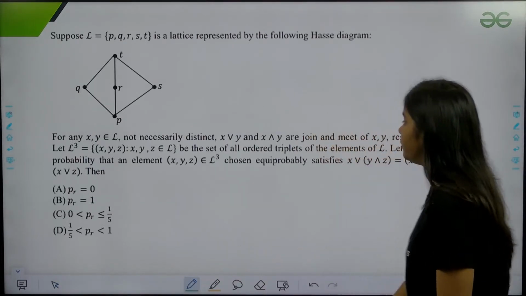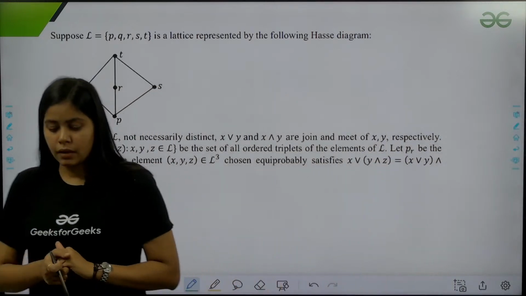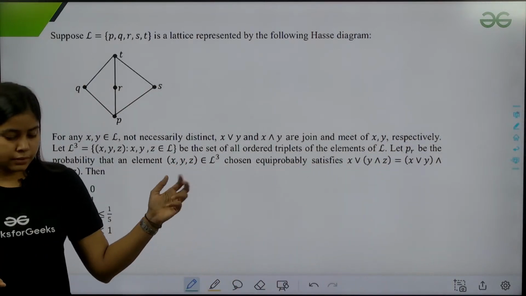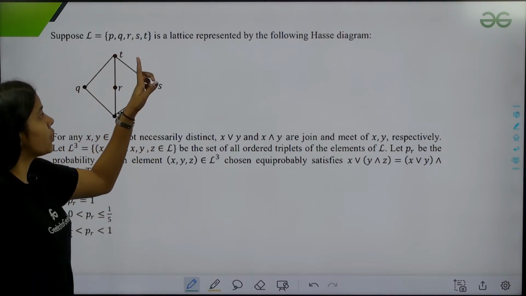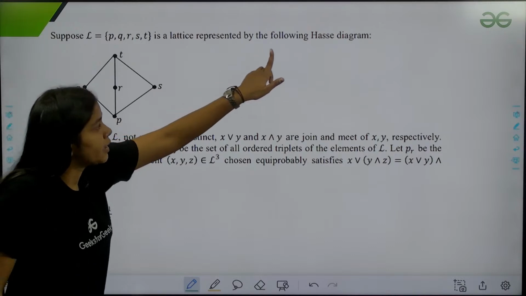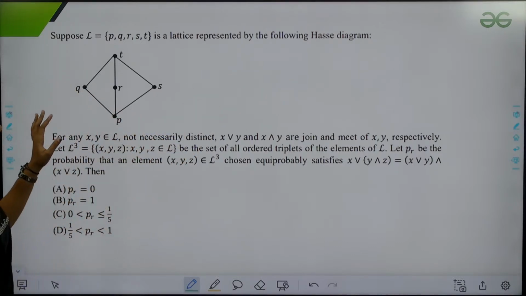This is from lattice, right? Okay, so let's see this question. So it says that L be a set {P, Q, R, S, T} is a lattice represented by the following Hasse diagram, right? This is my Hasse diagram. Okay, we have P, Q, R, S, T this type.